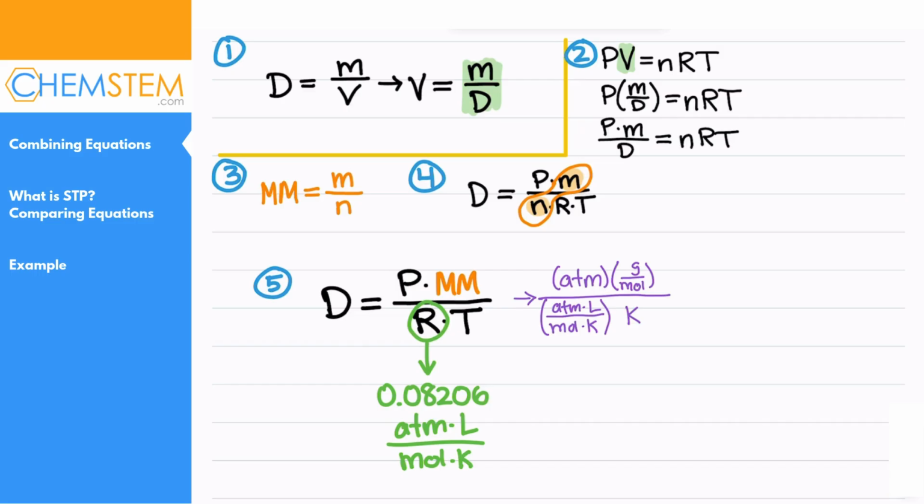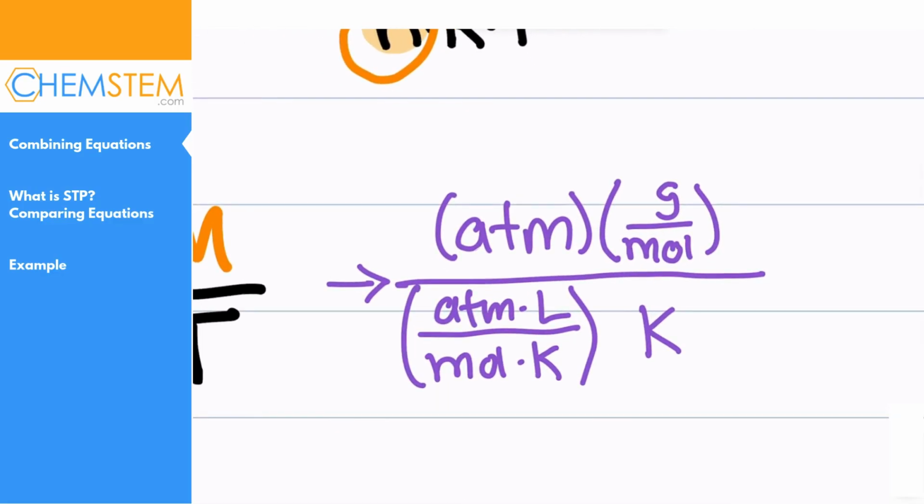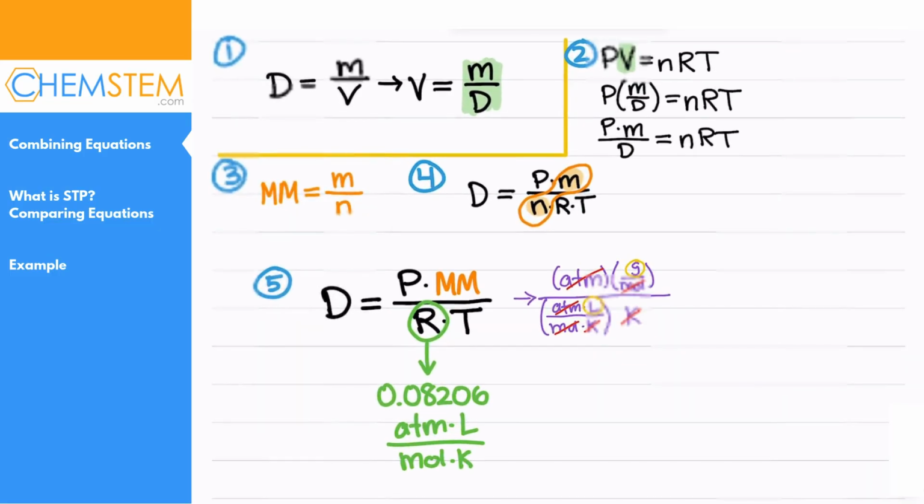So what cancels out and what doesn't cancel out? If we zoom in here, we see that atmospheres will cancel because it's in the numerator of the numerator and the numerator of the denominator. We also see that moles will cancel in the denominator position, and then Kelvin will cancel again here. That leaves us with these units, grams per liter. So that means that when you are calculating density, the unit that you should ideally get is going to be some number, and it's going to be grams per liter.